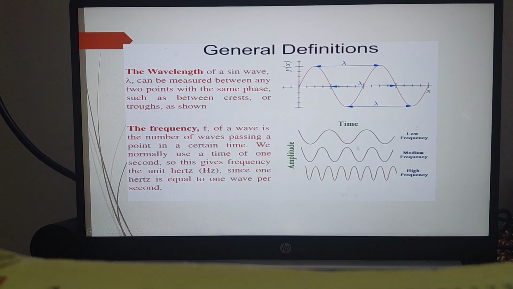So what is the difference? The time is the difference. Based on the time, the frequency will vary. Frequency can be represented in units of hertz, since 1 hertz is equal to 1 wave per second.